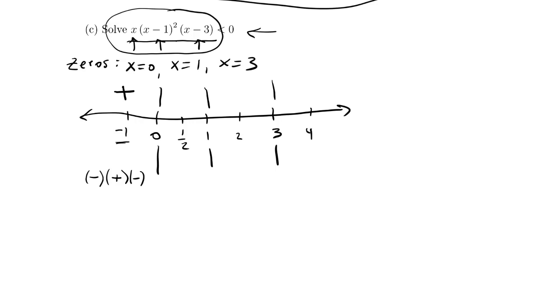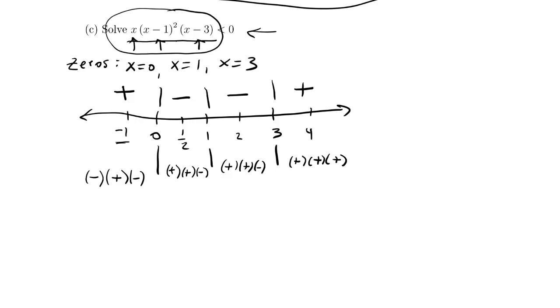If I put 1/2 in, I'm going to get positive for x. The middle term is always going to be positive, and 1/2 minus 3 is going to be negative, so I'll get a negative in there. If I put in 2 now, I'm going to get a positive from x, a positive from the middle term, and a negative from x minus 3, and that's going to give me a negative overall. If I put in 4, that's going to give me positive, positive, positive. And I'll get a positive when I multiply those 3 numbers together.